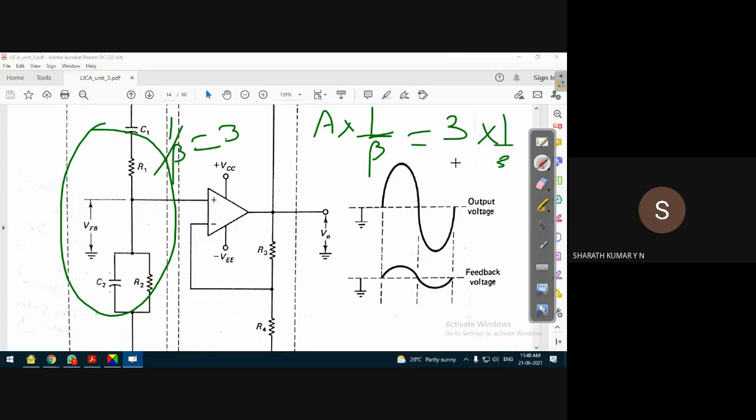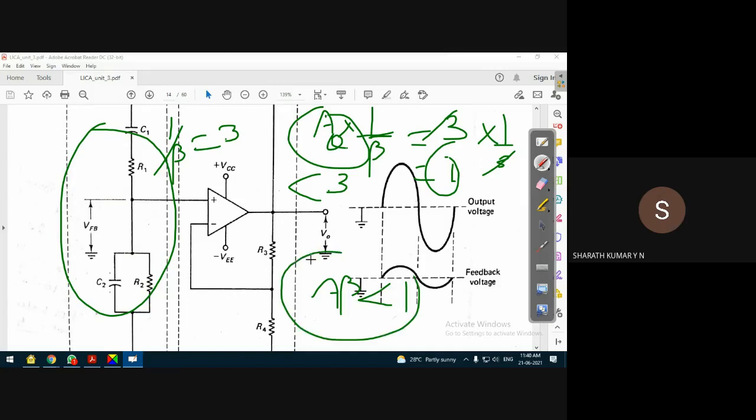If the gain of the non-inverting amplifier is at least equal to 3, then A beta will be equal to 1, as the 3 cancels. If the voltage gain is less than 3, then the closed loop gain A beta will be less than 1, and hence one of the conditions for oscillation will fail. The closed loop gain A beta should be greater than or equal to 1.